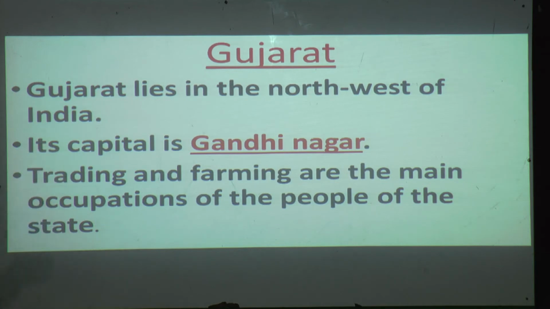Trading and farming are the main occupations of the people of the state. What is the main work of the Gujarat people? What is the main occupation? They have trading work and farming. Farming you all know, where crops are grown, and trading.